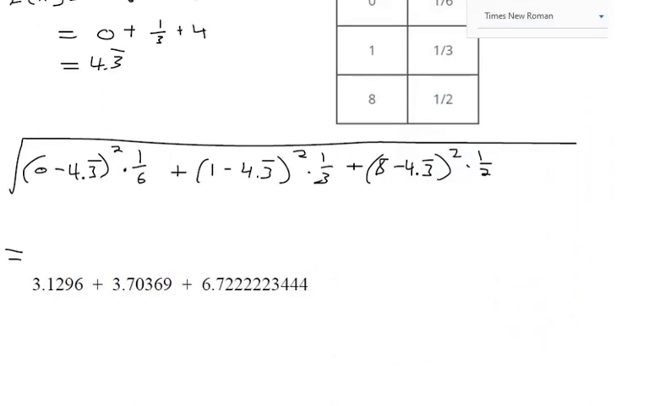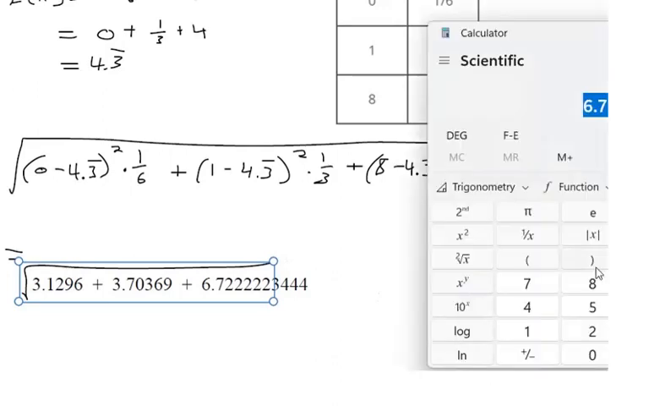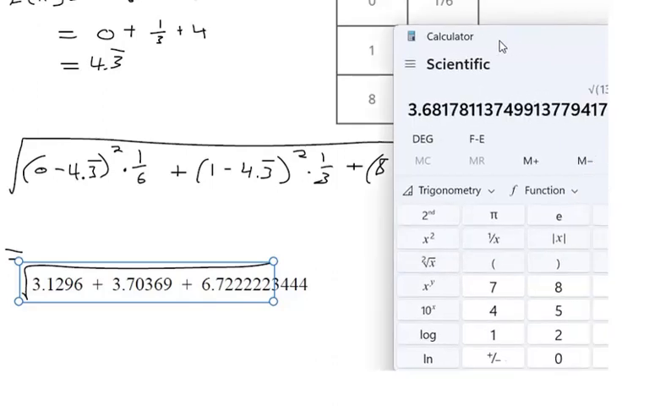Okay, we still have to take a square root. Sorry about the dog. So add those together, and then we take the square root. So the standard deviation is 3.68 when we round to the nearest hundredths.